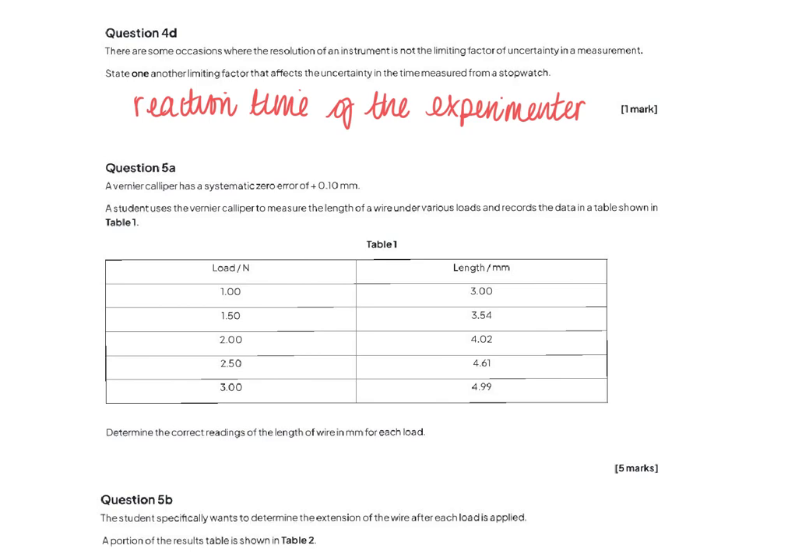Question 5a. A vernier caliper has a systematic zero error of plus 0.10 millimeters. A student uses this to measure the length of a wire under various loads and records them in the table below. Determine the correct readings of length for each load. So we know that this is adding 0.10 millimeters to all of our answers. So all we need to do is take away 0.10 from all of our answers. So you're going to get 2.90, 3.44, 3.92, 4.51, and 4.89. Feel free to use your calculator if you're feeling lazy.